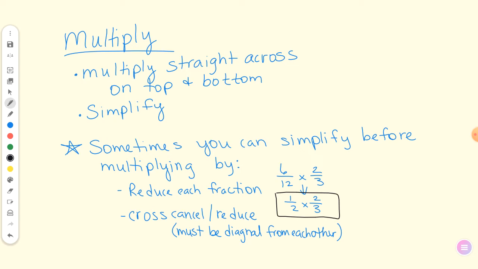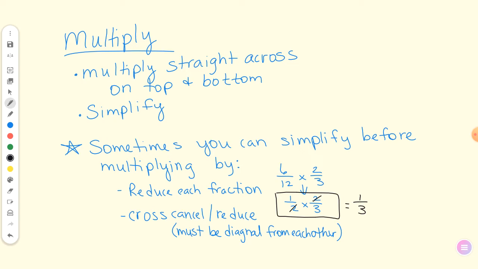What's 2 divided by 2? 1. If I multiply something by 1, is it going to change its value? No. So if it's the same number, you don't even have to show divide by 2 equals 1. You can just cancel it out. Now, what's the only number we have left on top, Maya? 1. What's the only number we have left on bottom? 3. Oftentimes, cross-canceling and cross-reducing makes the problem 10 times easier.